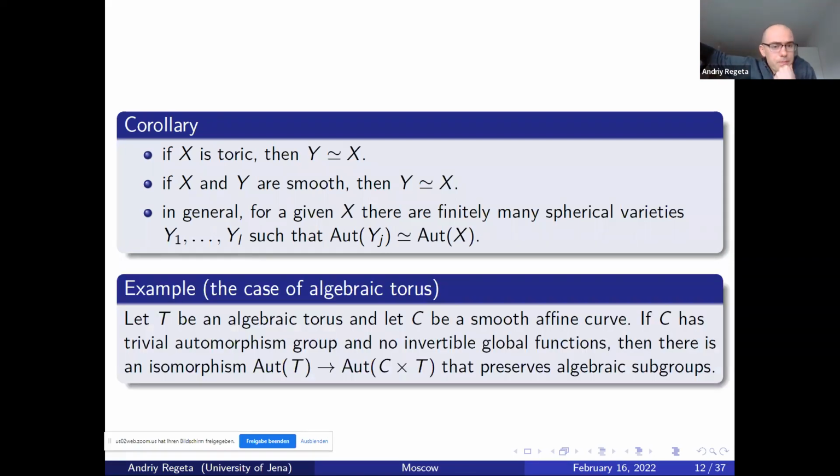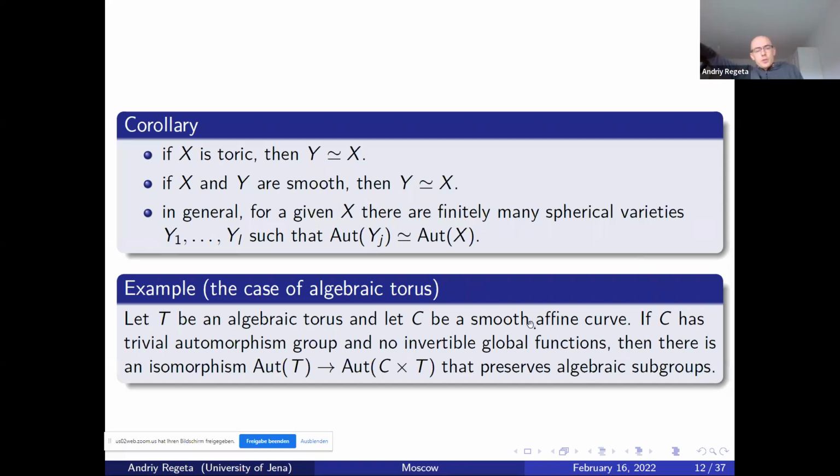So, for example, the case of an algebraic torus. Let T be an algebraic torus, and let C be a smooth affine curve. If C has a trivial automorphism group and no invertible global functions, then there is an isomorphism, actually a natural isomorphism, from Aut(T) to Aut(C) times T that preserves algebraic subgroups.